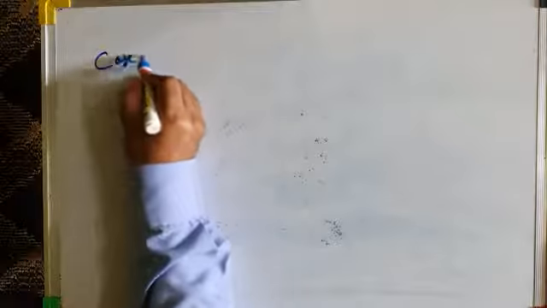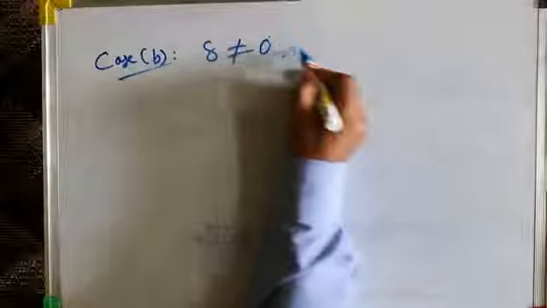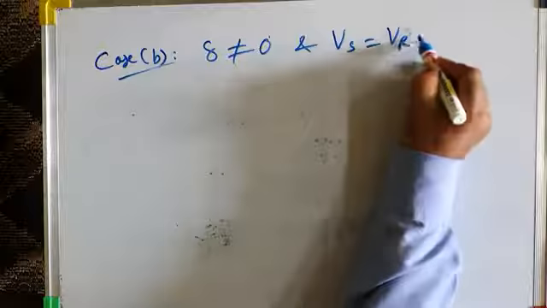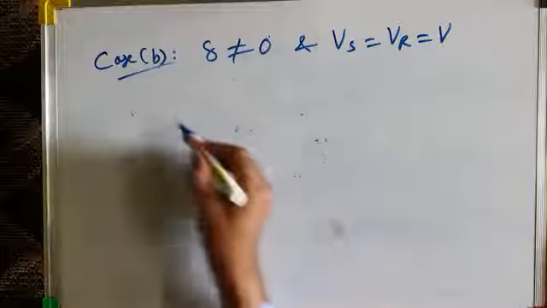Now in case B, we will not assume delta is 0. Delta is not equal to 0 degrees, and we will also assume that Vs, the sending end voltage, is equal to the receiving end voltage, and it is equal to V. Now what is the sending end power?